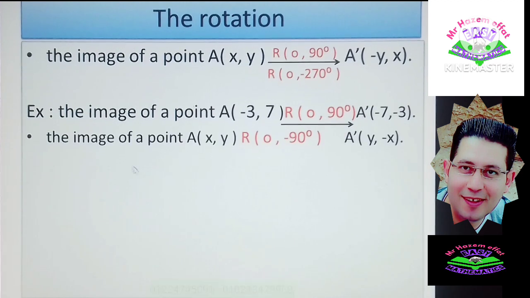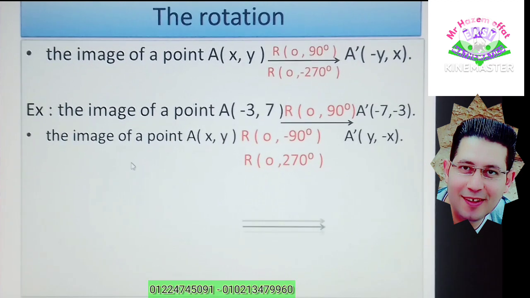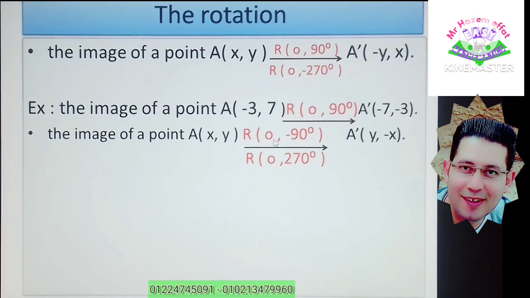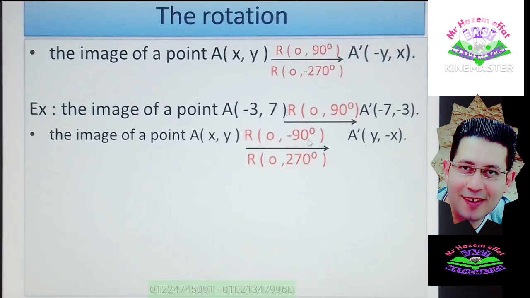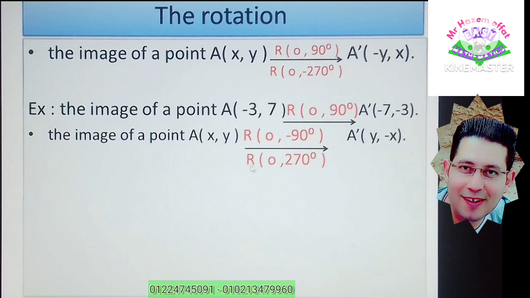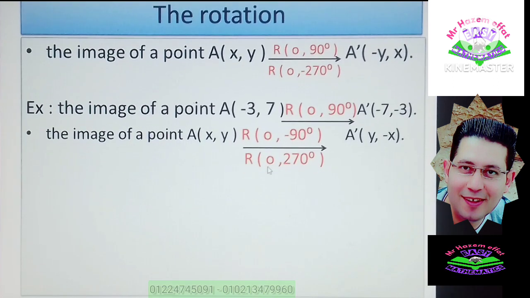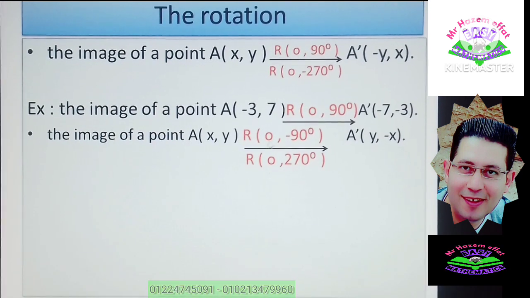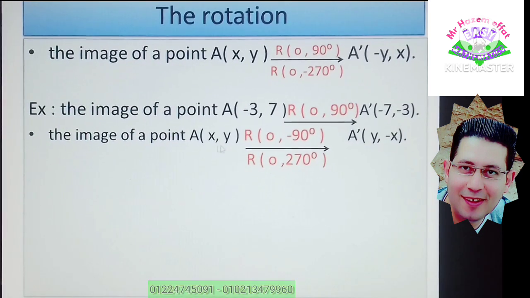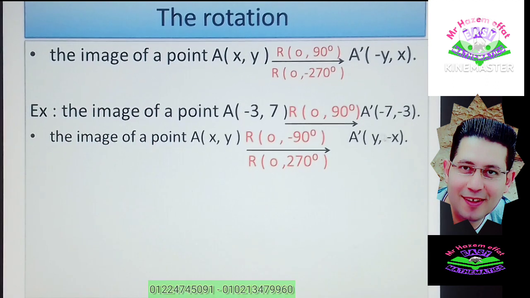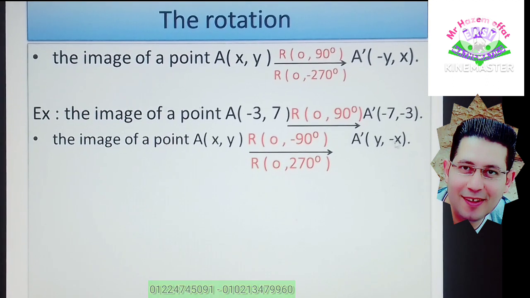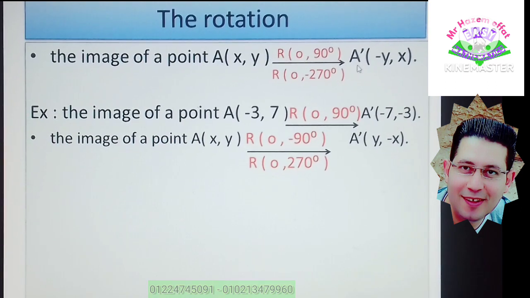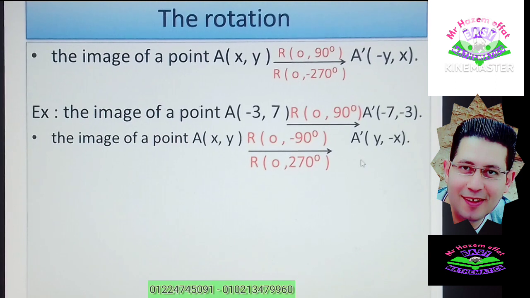The second part: if I'm asked to find the image of point A(X, Y) by rotation around the origin point with angle negative 90 degrees, it is equivalent to rotation around the origin point with angle positive 270 degrees. But in this case, we change the position of X and Y and change the sign of the second coordinate, which is X. This is the opposite of the previous exercise, like that.